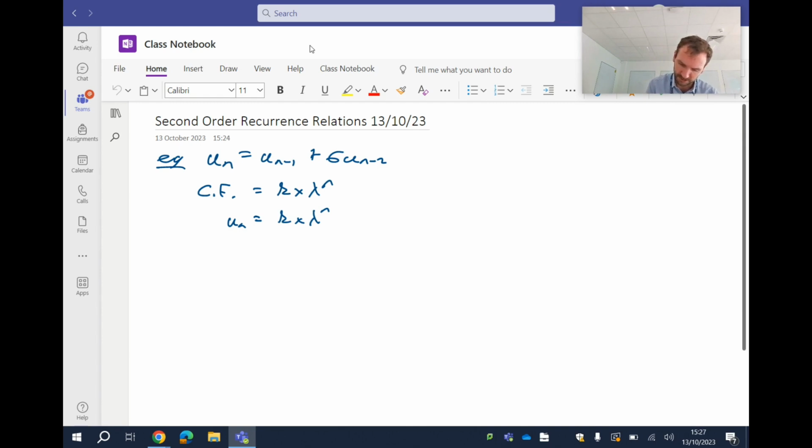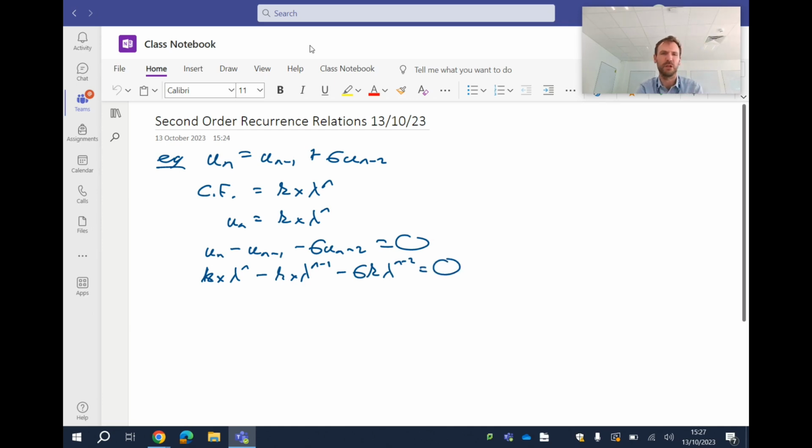So I'm going to start by just rearranging this to get equals 0. It's going to make life much easier for us. And if we sub in, we'll get k times lambda to the n, subtract k times lambda to the n minus 1, subtract 6k lambda to the n minus 2. Now, note, if k equals 0 or lambda equals 0, we get a really trivial solution of just all zeros. It's definitely not going to be very general.